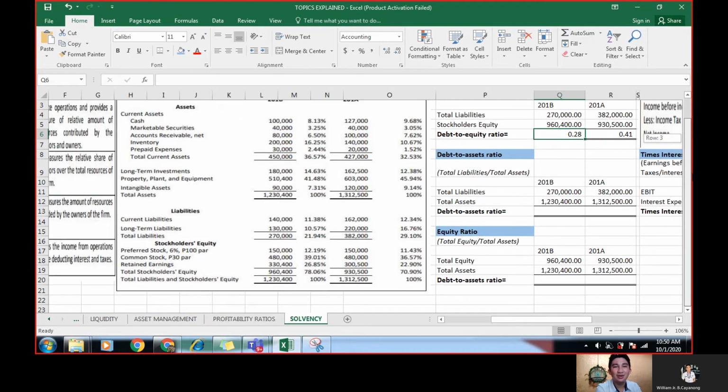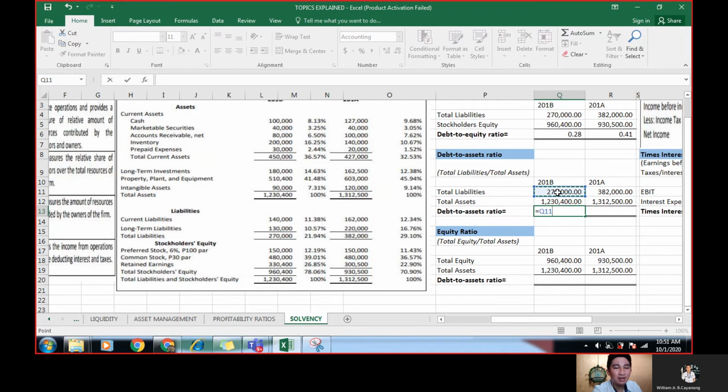Next is debt to asset ratio. I-measure na naman natin ulit kung ilan yung percentage ng utang natin out from the total assets. Okay, so our total liabilities here is 270 on the current year and 382 on the previous year. Our total assets are 1,230,400 on the current year and 1,312,500 on the previous year. So, sa figures pa lang na ito, makaka-analyze na tayo na medyo we have the capacity to pay our liabilities since napakalaki ng assets natin over our total liabilities. But we have to measure pa din.